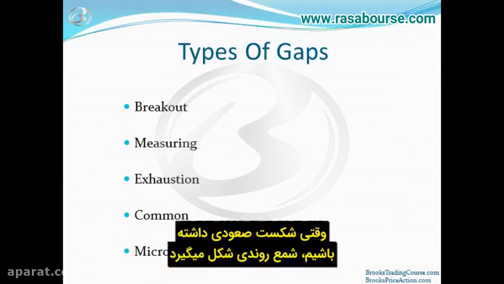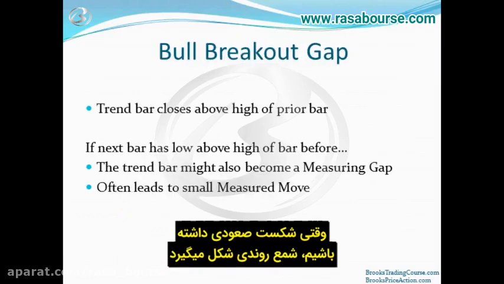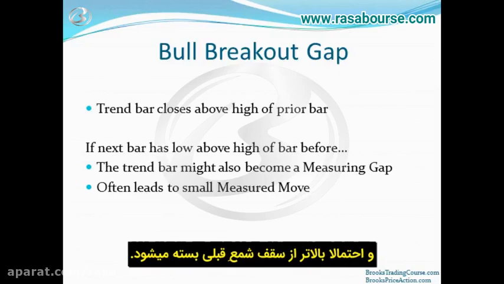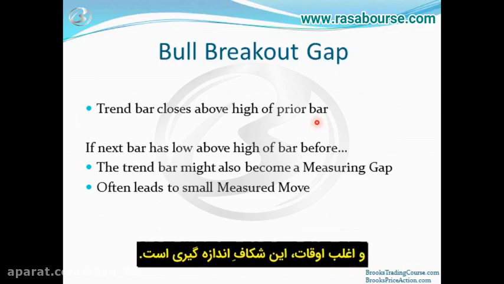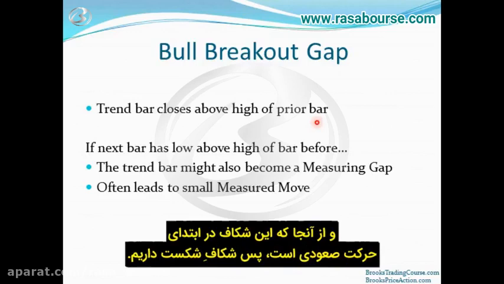When the market's having a bull breakout, there'll be a trend bar, and it probably will close above the high of the prior bar. If the next bar has a low above the high of the bar before the breakout bar, there's a gap between those two prices, and that often becomes a small measuring gap, and since it's at the start of a bull move, it is a breakout gap.